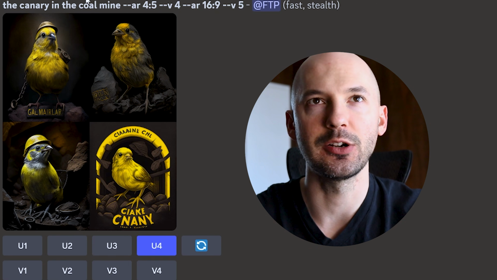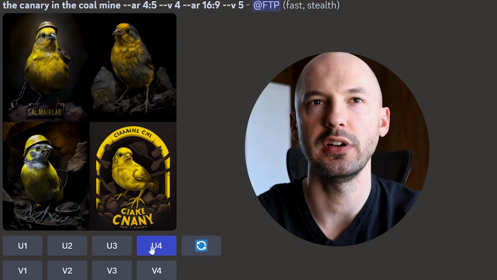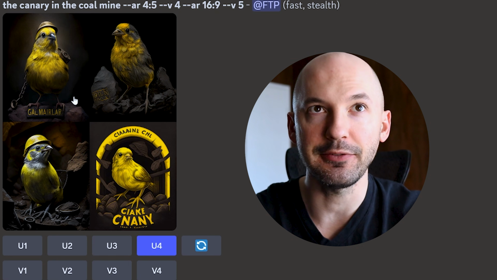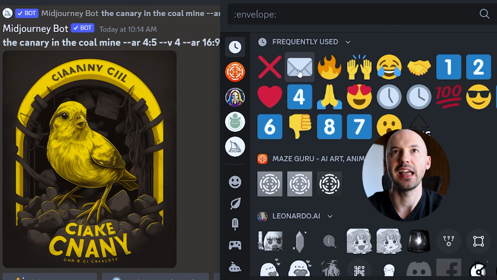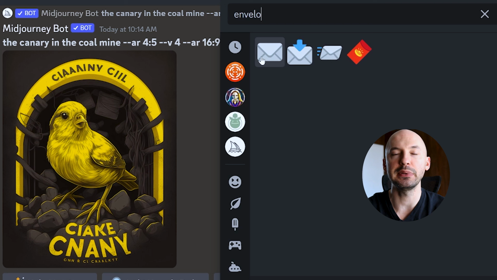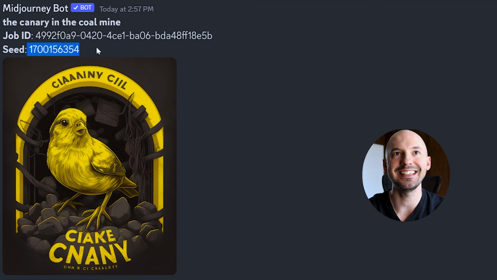I'll show you here how in version 4 you could get the seed number of an upscale, but when you include it in your prompt, it doesn't actually take you where you were aiming. Here I have the canary in the coal mine, version 4. I liked number 4 because it looked different than the other 3. So we're going to add a reaction and we're going to use the envelope emoji. If you don't see the envelope emoji here, you can search for it and make sure you're choosing the plain envelope emoji. We just got a new message and it's telling us that this is the seed of our picture, but I'm telling you that is false.